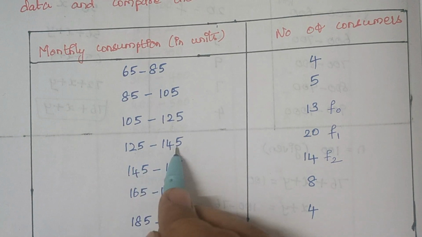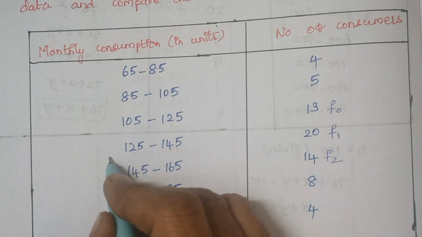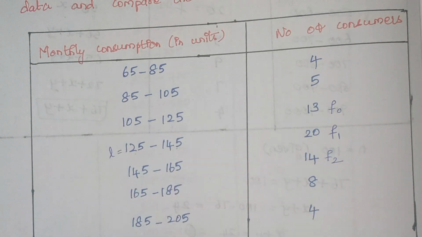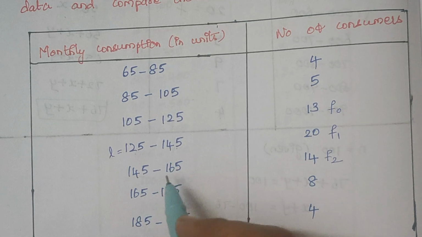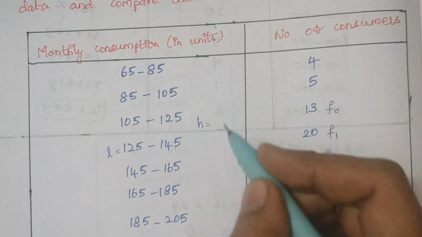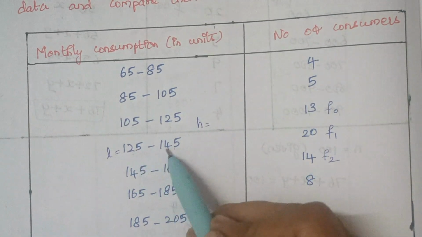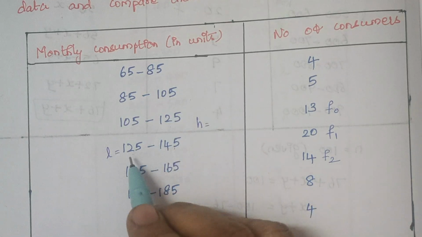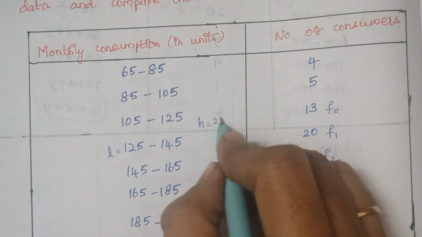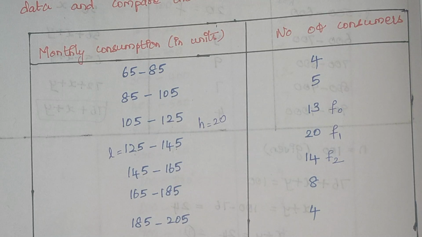So here what is the value of L? The least value is taken as L. So here the value of L is 125. And what about H? H is nothing but the difference between these two, that is 145 minus 125. So here the value of H is 20.